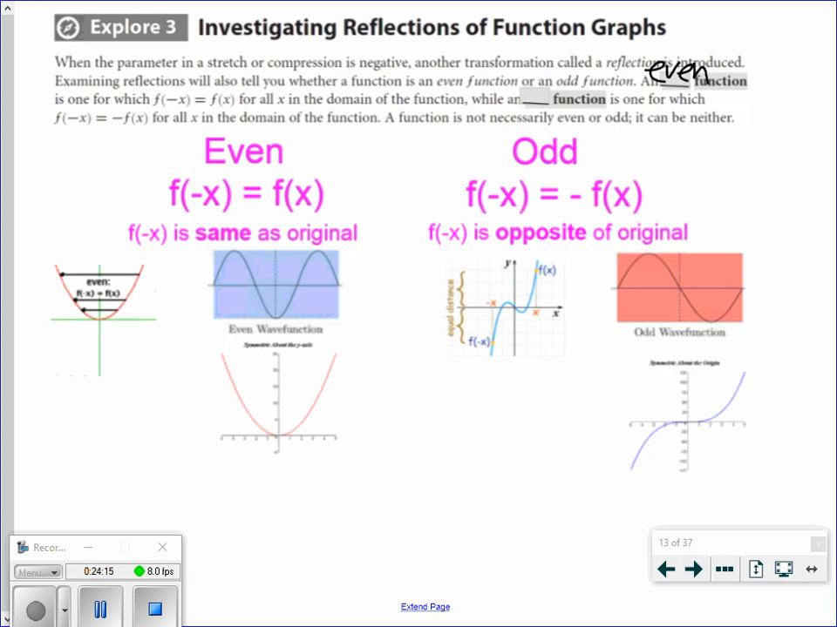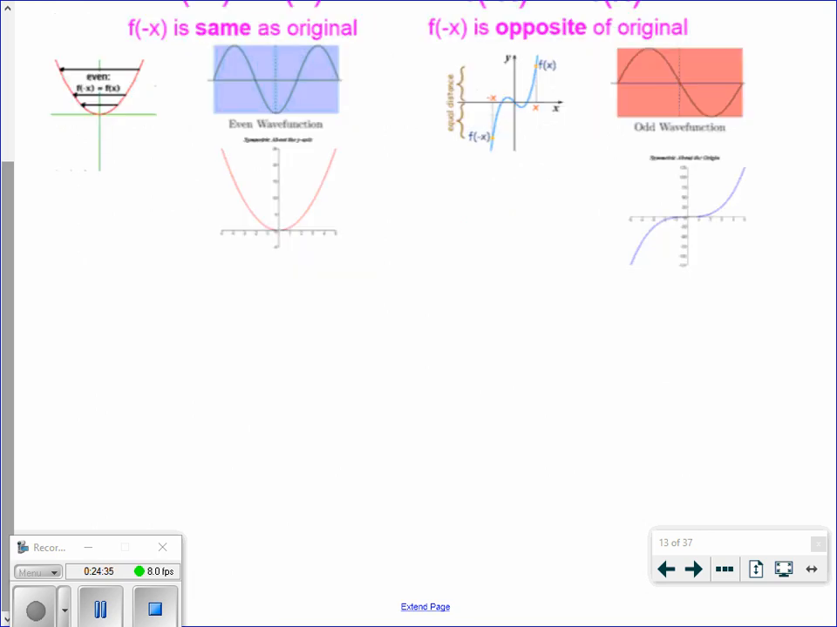So an even function is one for which f of negative x equals f of x in the domain of the function. All right, well, an odd function is one for which f of negative x equals negative f of x for all x in the domain of the function. All right, so I'm going to show you an example of what that actually means.